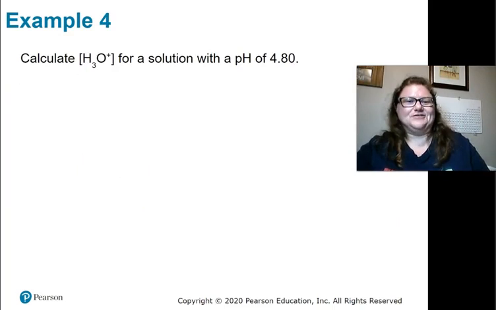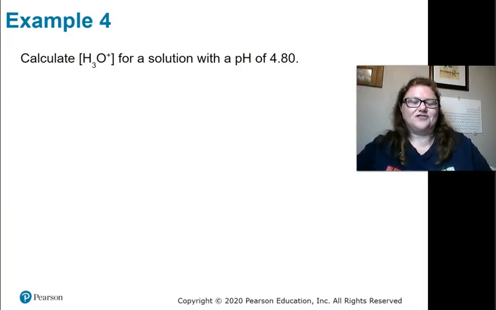We're jumping right into example 4. Take a look at this. Calculate the hydronium ion concentration for a solution with a pH given of 4.80. Sounds like we're going backwards in the math from what we've been doing. Try it out.